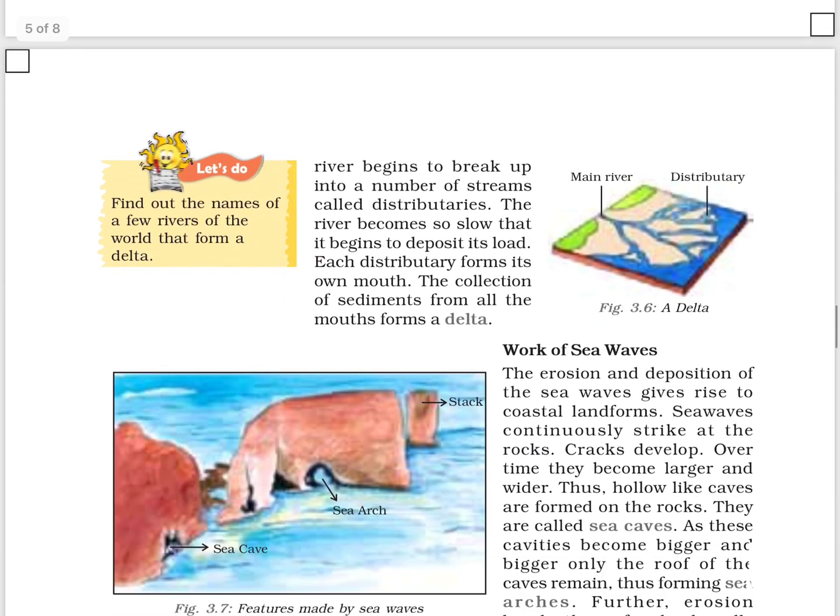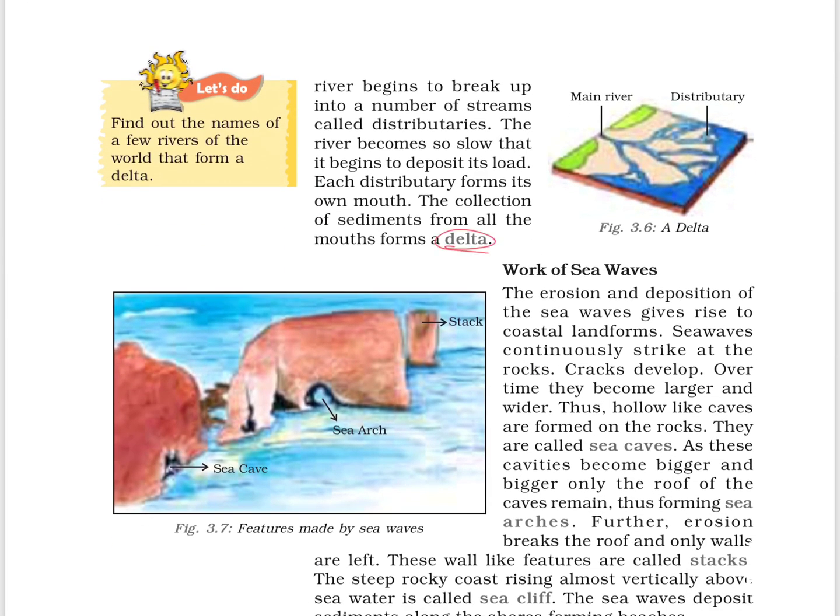Next we have delta here. So when a river enters the sea, the salt water in the sea doesn't allow the river water to take its depositions into the sea. So all the depositions are stopped there and thus form a delta.